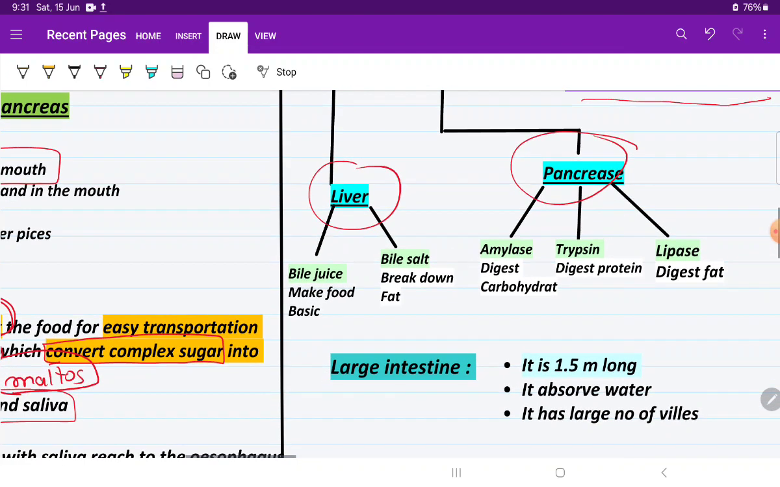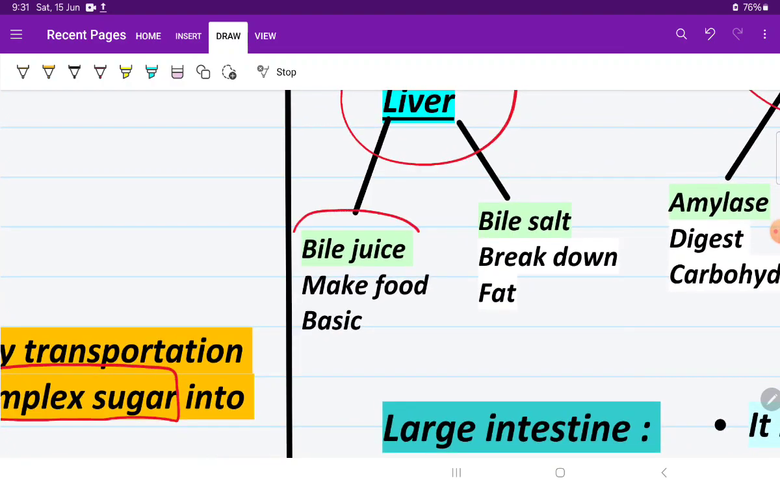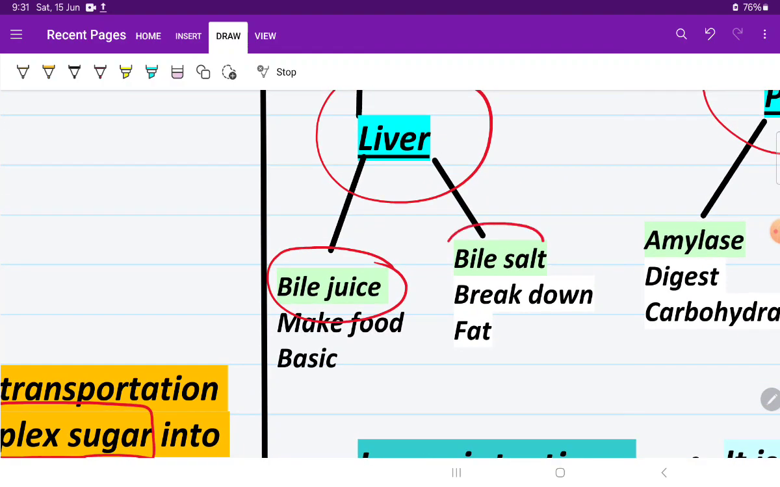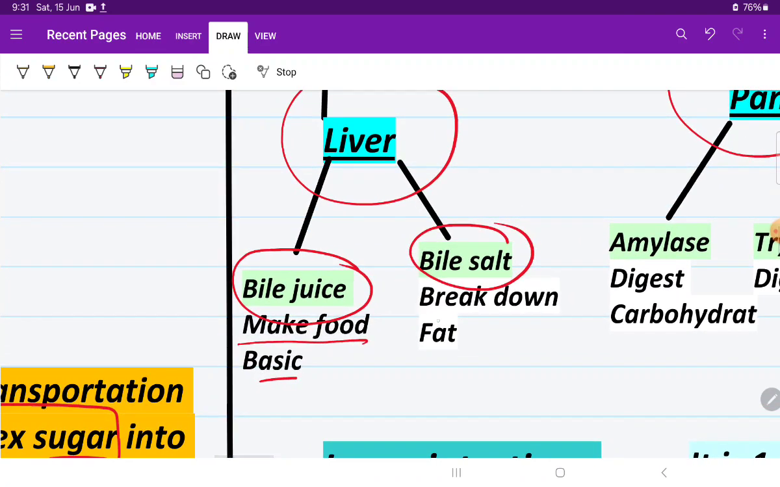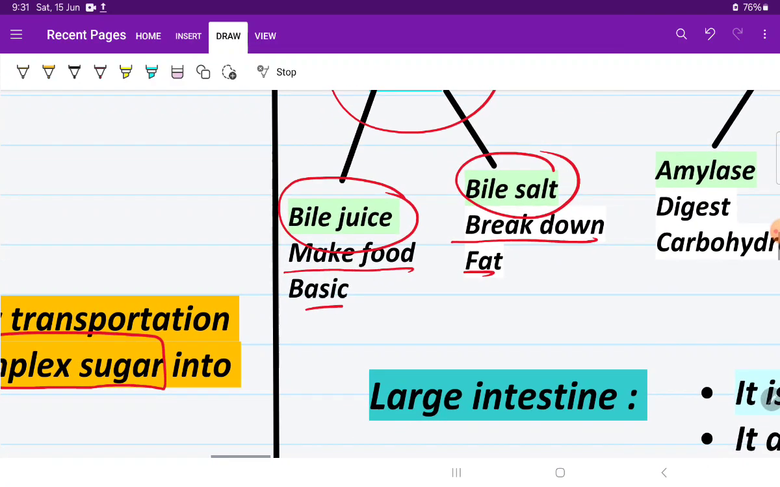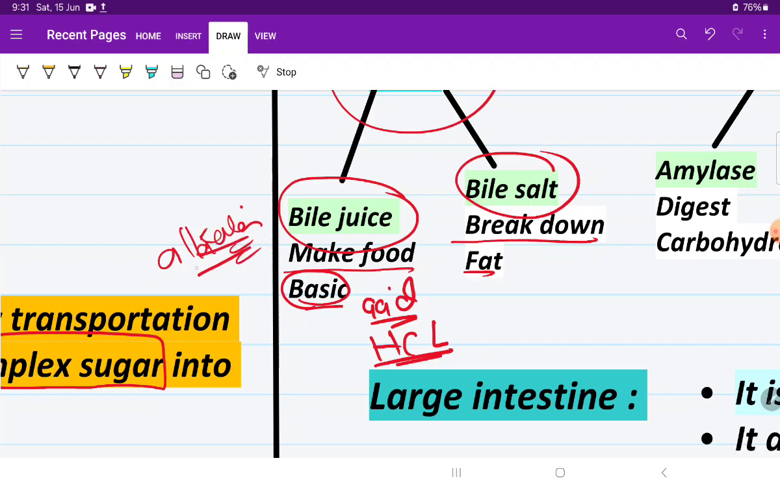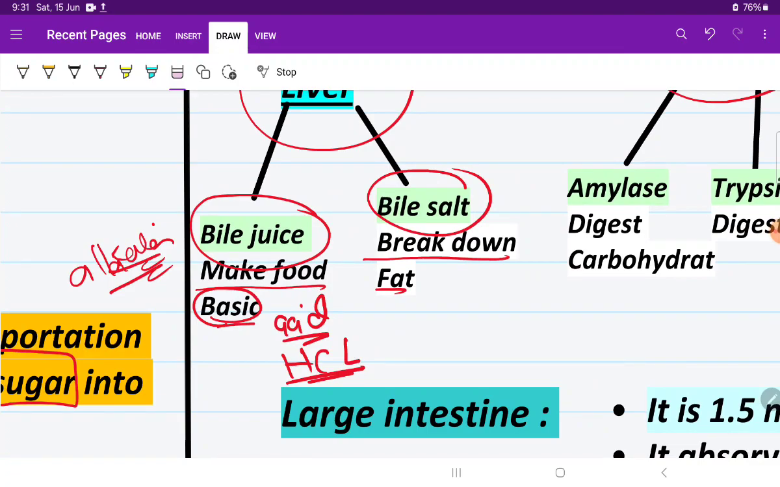First of all, let's see the liver. The liver releases bile juice and bile salt. Bile juice makes the food basic and bile salt breaks down the fat. What is the main purpose of bile juice? Food becomes acidic due to the HCl, and bile juice makes the food alkaline or basic. You can write basic also.